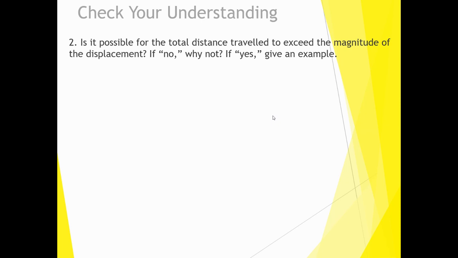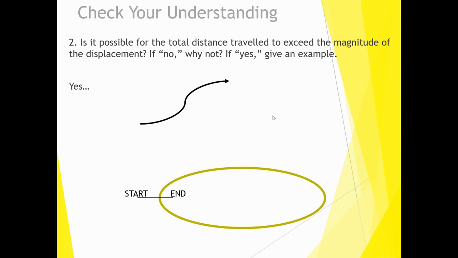Number 2, is it possible for the total distance traveled to exceed the magnitude of the displacement? If no, why not? If yes, give an example. So yeah, the example that we already saw, we've seen 2 of them, so you could take this meandering path. So your distance could be this path, whereas your displacement would just be the straight line. We've got the loop where you start and end at the same location, so your displacement is much shorter than your distance traveled.